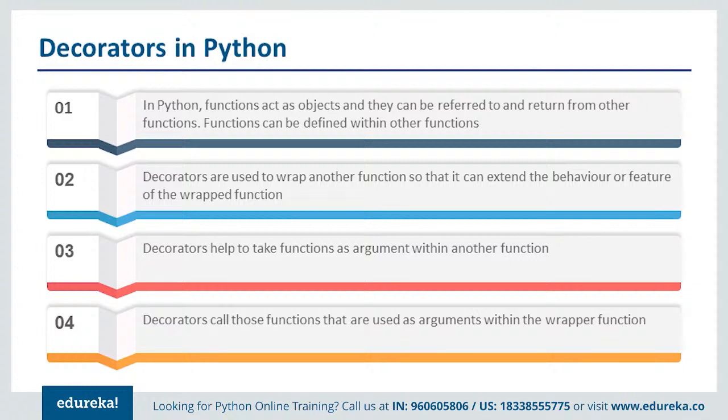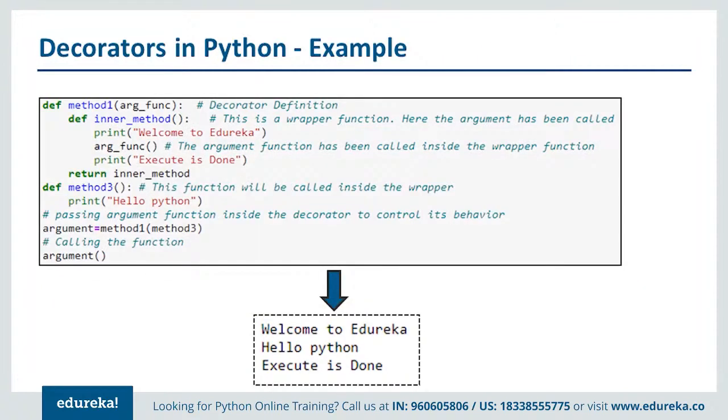So decorators help to take functions as arguments within another function. That's another benefit which we get, that helps us to extend the default functionalities of a function. Decorators call those functions that are used as arguments within the wrap function. So this is the real purpose of using decorators. Now with a proper example, we will be able to see how it really happens.